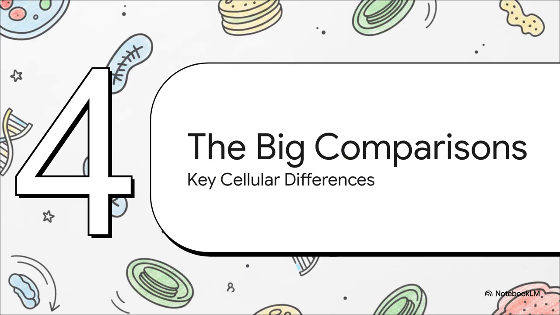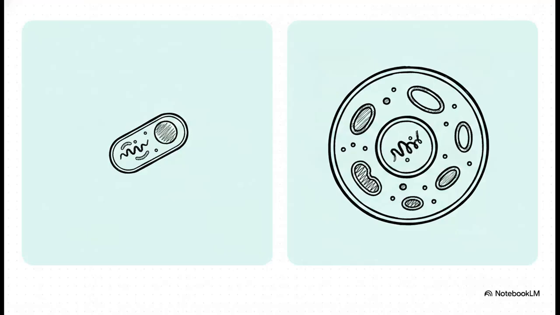Okay, we've made it to Section 4, the big comparisons. Let's look at some key cellular differences. Now listen up, because teachers absolutely love asking you to contrast these specific concepts. First up, prokaryotic versus eukaryotic cells. You've got to know that primitive prokaryotes, like bacteria, are tiny and entirely lack a well-defined membrane-enclosed nucleus. Their DNA just kind of hangs out in a region called the nucleoid. Eukaryotic cells, on the other hand, are much larger, way more complex, and feature true membrane-bound nuclei and organelles.